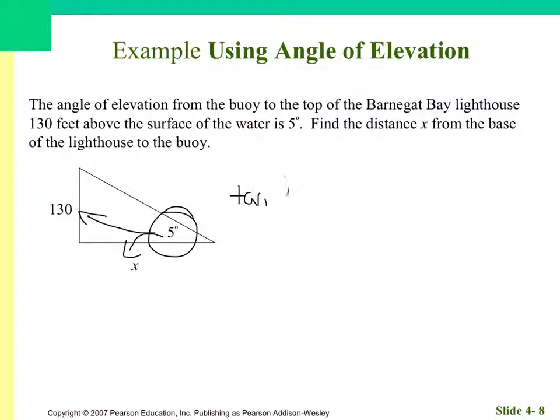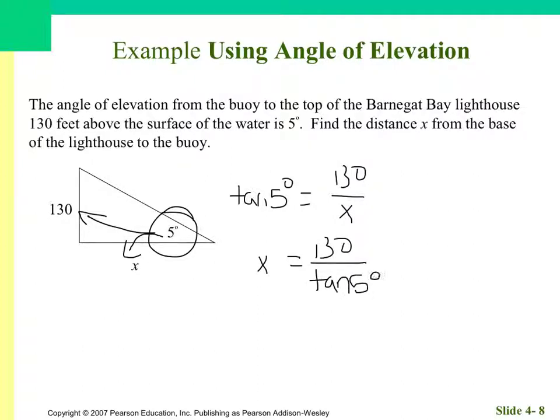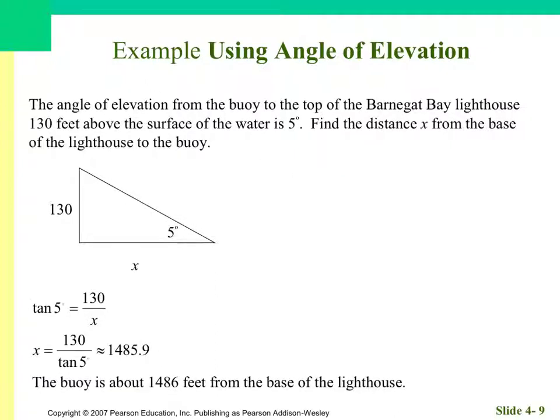Tangent of 5 degrees equals opposite over adjacent. So that would be 130 divided by the tangent of 5. X would be 1,485.91 feet. There you go. Remember though, we agreed on hundredths. That's why I did the hundredths.